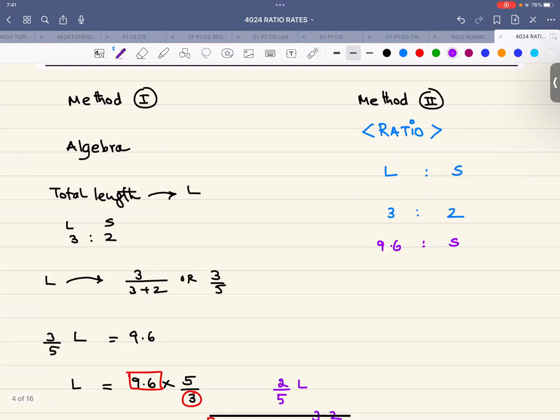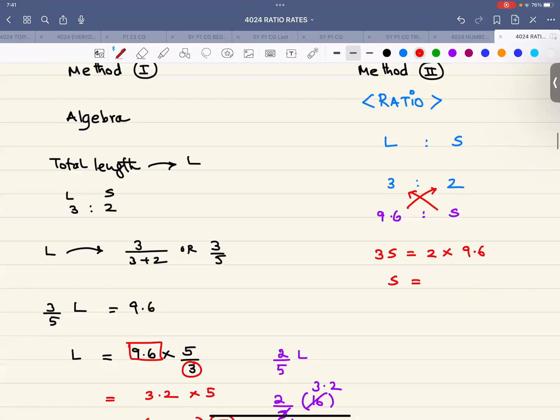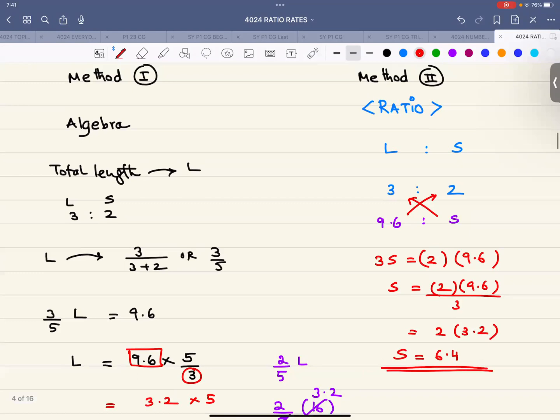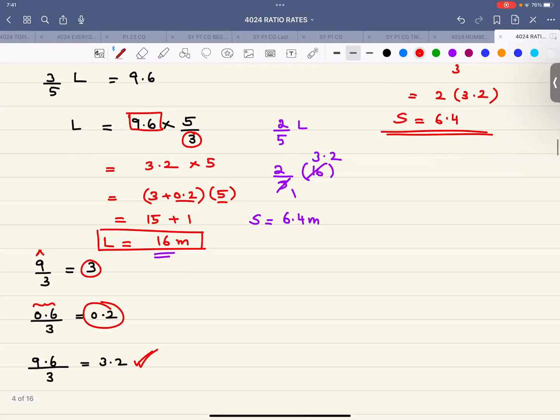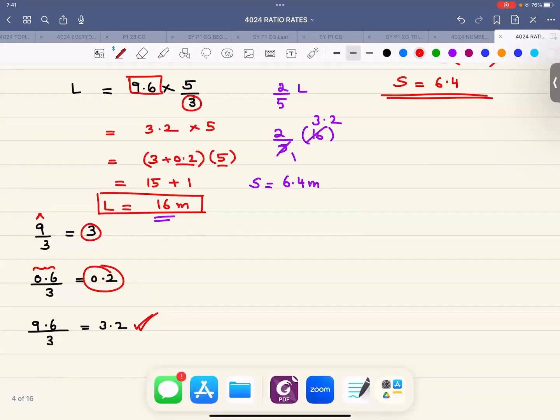So all we have to do is to do direct proportion like this and like this. So 3S is equals to 2 into 9.6. Therefore, S is equals to 2 into 9.6. Let me remove the multiplication sign. Brackets are better. So let me write a bracket over here and divide by 3. So therefore, 2 into 3.2, that comes out to be 6.4 meter. This is the short and sweet method for this particular question. Now, let me pause the recording for a moment and let me ask you.